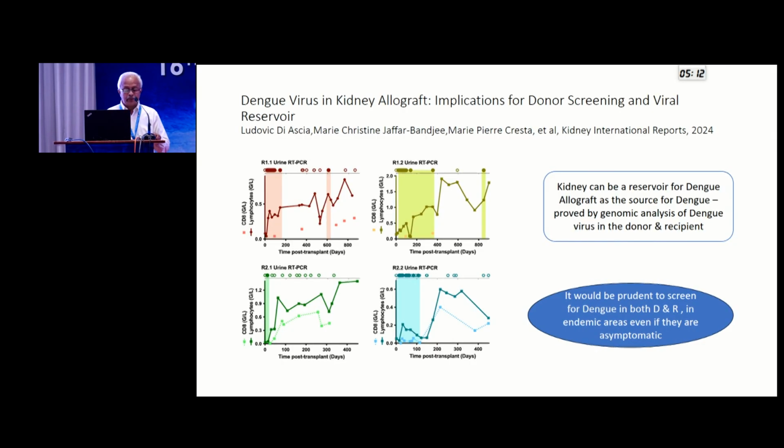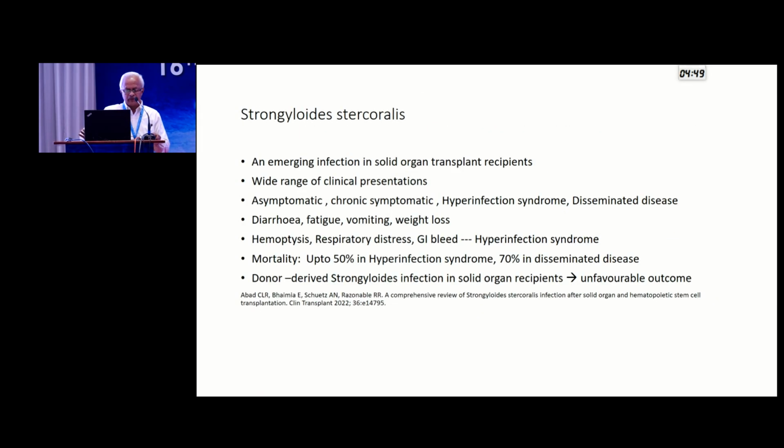And how did they prove that? In each graph, actually, there is a colored shaded area that shows that for that period, there was persistent viruria, dengue virus, in these recipients. So it's very interesting. So in an endemic area like India, I think we need to go ahead with screening for dengue in both the donor and recipient. Fine.